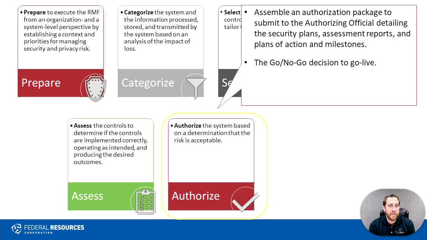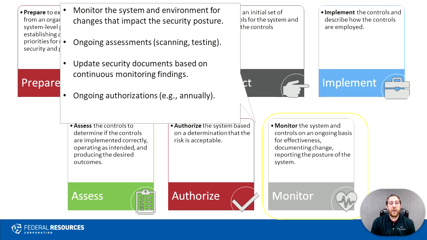Step 6 is authorizing. This is where the organization officially approves that the system can operate based upon the assessed risk. The authorizing official takes the authorization package from the assessment team and either green lights or not the system to move forward. And finally, step 7 is monitor.